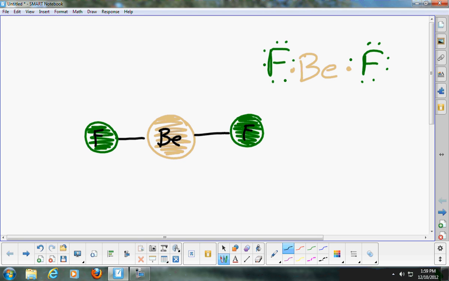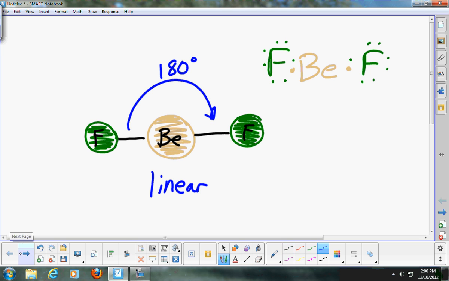Now, it asks, what's the center atom? Beryllium, so put that in. How many bonds did we make? 2. What is the angle for the bond? Good, 180. What shape did it make? Linear. Yes, if you can. Okay, we're going to go on to the next one.